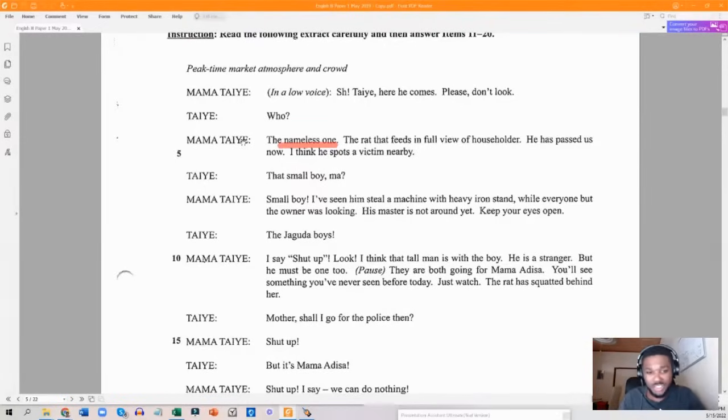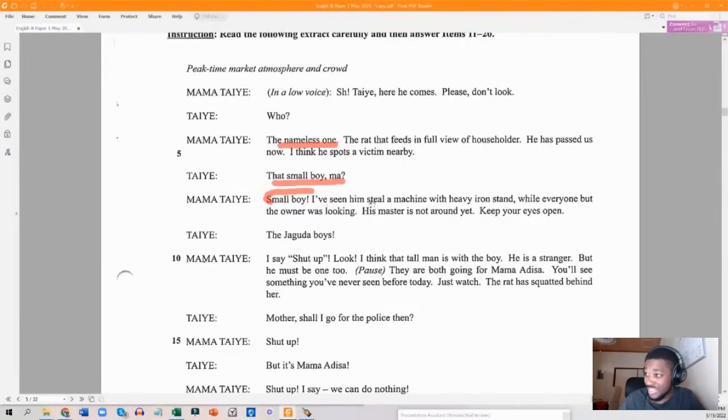It's not really respect, but it's kind of like, wow, he's so skillful at his craft that you would never believe it. And Taiye is incredulous. This little boy, how could he be as great, as wicked, as skillful as you think? Look how small he is. And look at Mama Taiye's response. "Small boy?" So even though he looks small, even though you think he's incapable, it's quite the opposite.